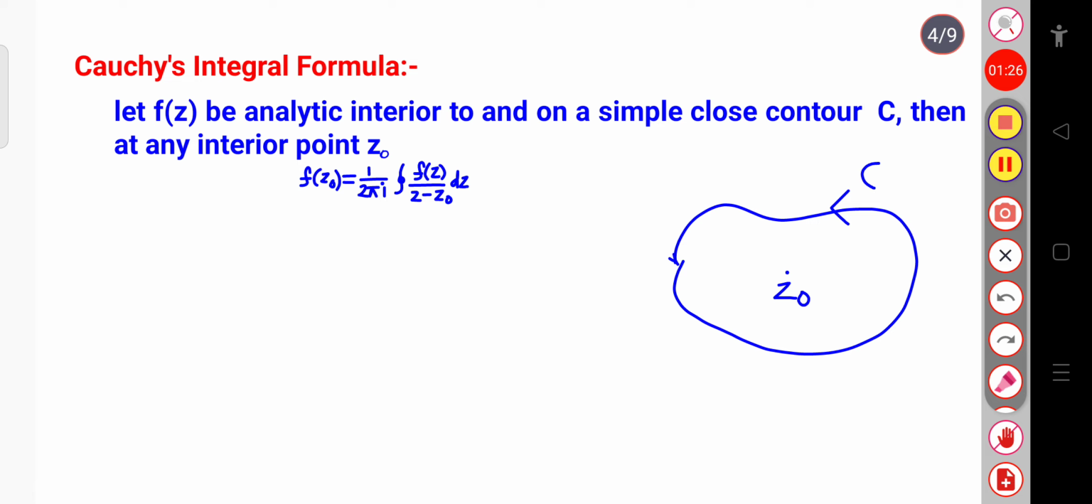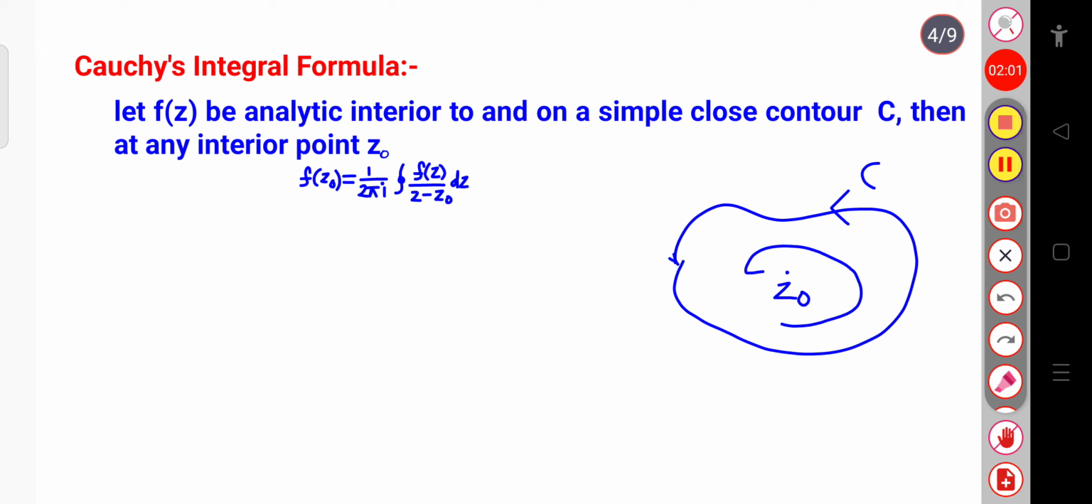Now, this f of z divided by z minus z naught is analytic throughout this region R, except at z equal to z naught. If I put z equal to z naught, then this total term goes to infinity. So, at the point z equal to z naught the function is not analytic, but it is analytic at every other point. Now, let us draw a small circle.